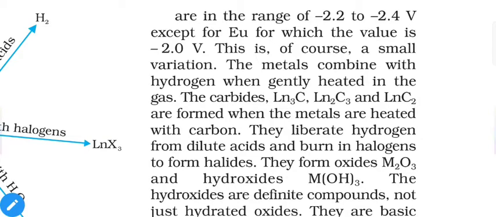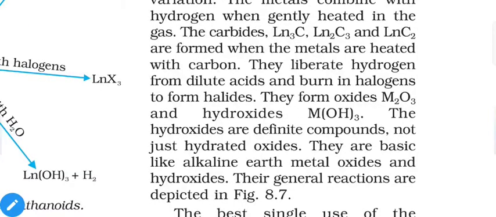The metals combine with hydrogen when gently heated in the gas. Carbides Ln3C, Ln2C3 and LnC2 are formed when the metals are heated with carbon. They liberate hydrogen from dilute acid and burn in halogens to form halides. They form oxides M2O3 and hydroxides M(OH)3. The hydroxides are definite compounds, not just hydrated oxides. That means they have permanent OH groups attached, just like NaOH.